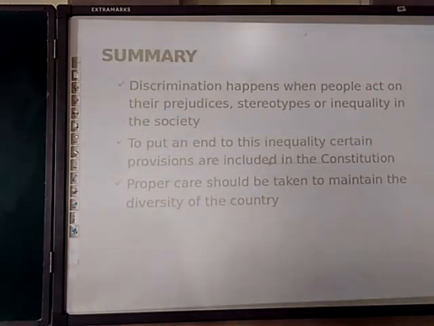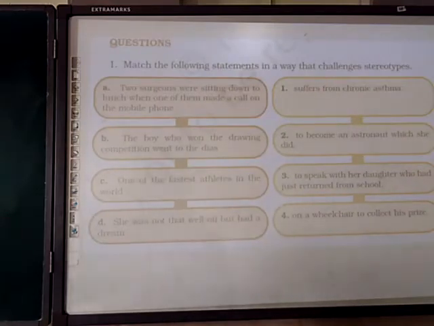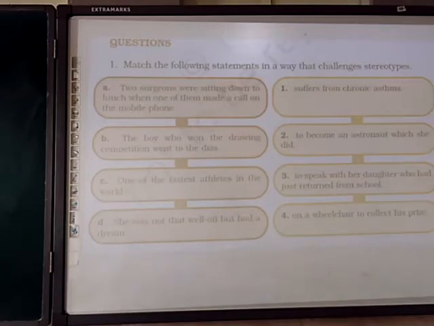Next, moving toward the question answer. Question number 1 is here. Please see the question properly. Question number 1 is match the following. A, B, C, D, and here it is 1, 2, 3, 4. So the points are speaking about.